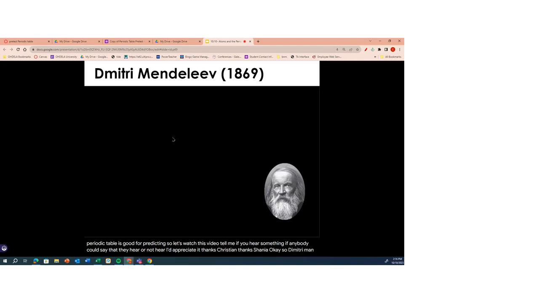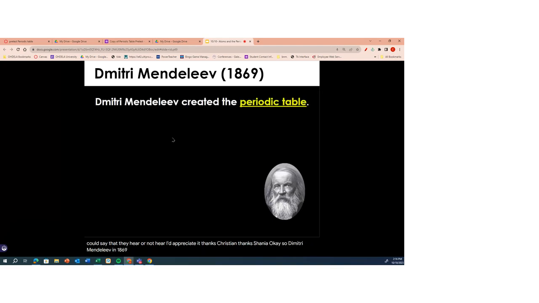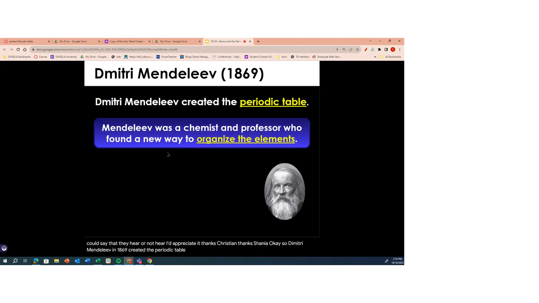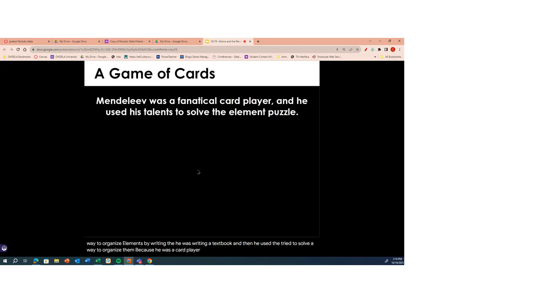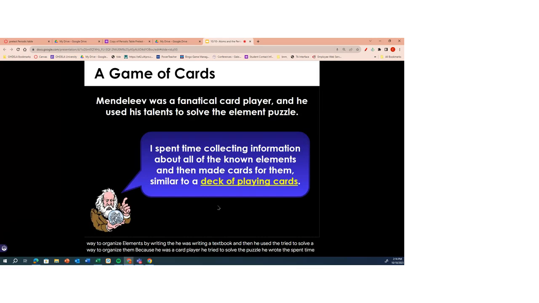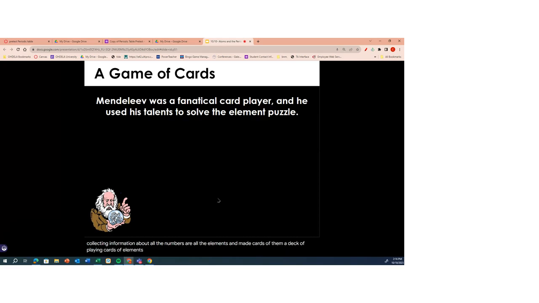Okay, so Dmitri Mendeleev in 1869 created the periodic table. Mendeleev was a chemist and professor who found a new way to organize elements. He was writing a textbook, and then he tried to solve a way to organize them. And what he did, because he was a card player, he tried to solve the puzzle. He spent time collecting information about all the elements and made cards of them, a deck of playing cards of elements.